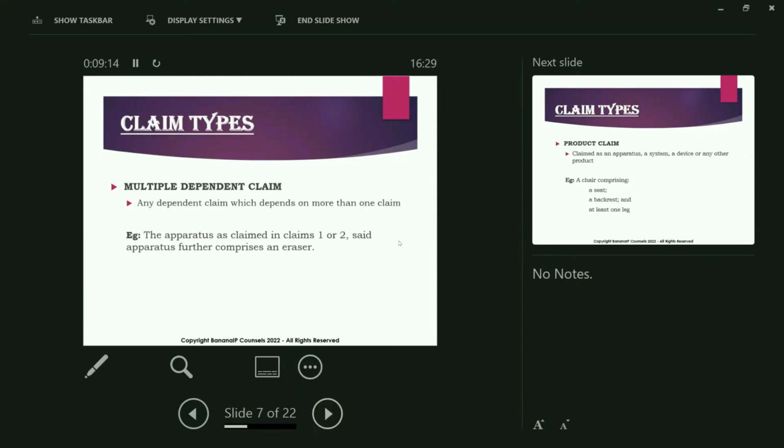The next type of claim is a multiple dependent claim. These are basically subsets of dependent claims, where the preamble of the multiple dependent claim will refer to more than one claim. In this example, as you can see: the apparatus as claimed in claims 1 or 2, said apparatus further comprises an eraser. So we are referring to one or more than one claim. This is called a subset of a dependent claim because it is referring to more than one claim.